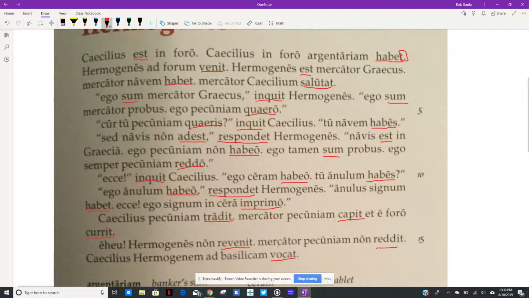Said Caecilius, "Tu navem habes," you have, right? Habes is you have. Without the tu, it's still you have, and the tu just makes it easier. So you have navem, a ship.